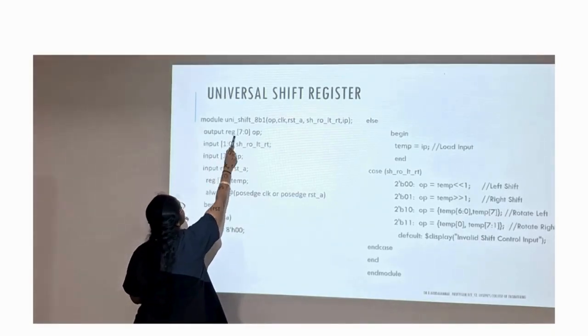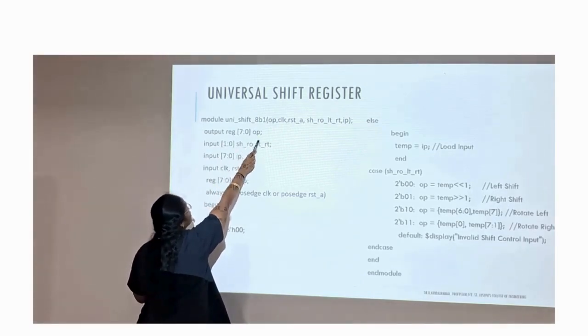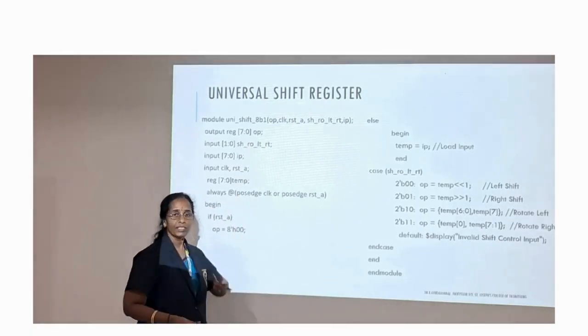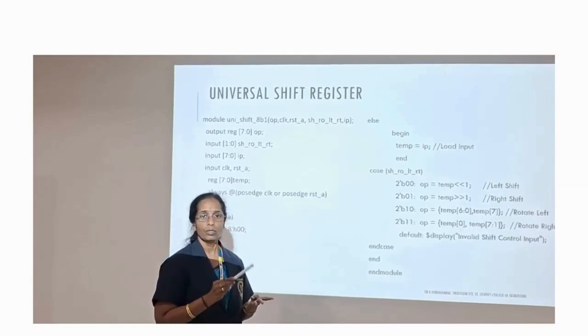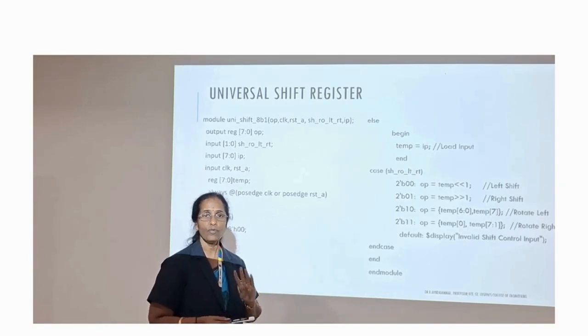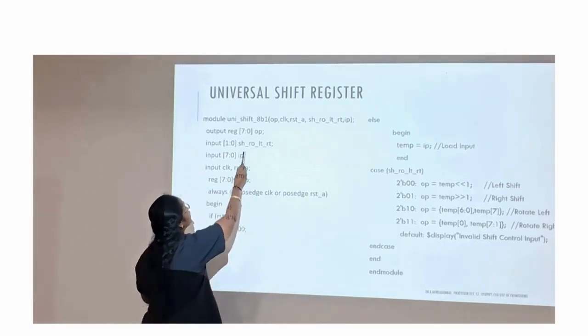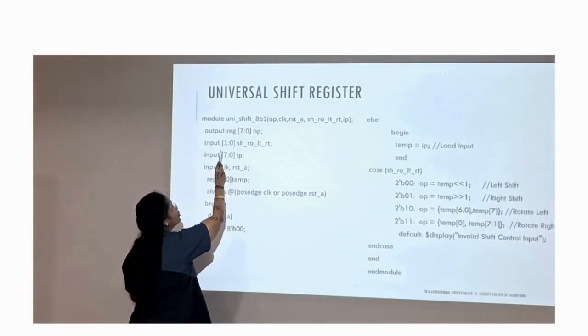Okay. Now, what is the output? Here we have this register, which indicates it is going to store the value, and it is an 8-bit word, therefore 0 to 7. And then totally how many operations are we going to do? Shift left, shift right, rotate right, and rotate left. These are 4 tasks we want to do. Therefore 2-bit combinations will work. So I am declaring this input as a 2-bit word, therefore 0 to 1.